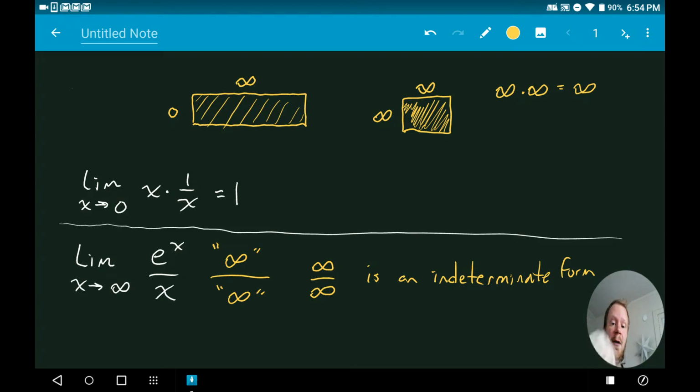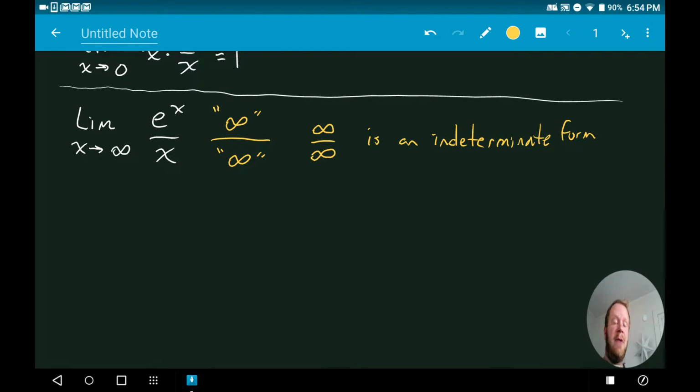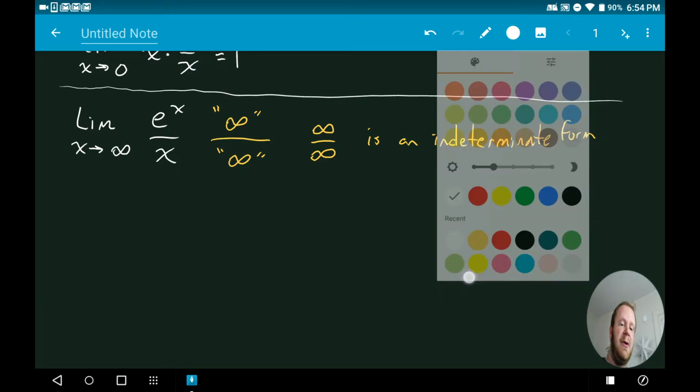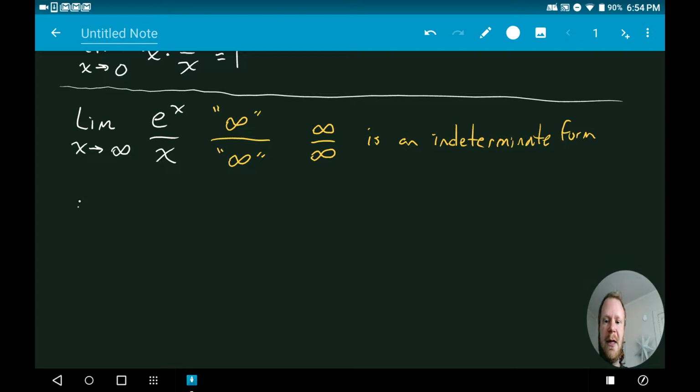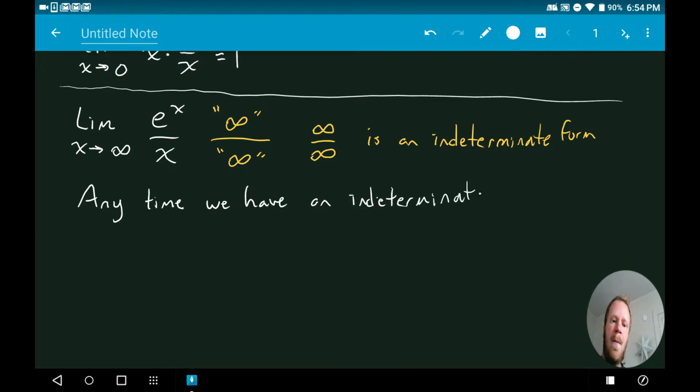So this time, rather than just telling you, I'm going to show you L'Hopital's rule. So we'll say anytime we have an indeterminate form, we may apply L'Hopital's rule.